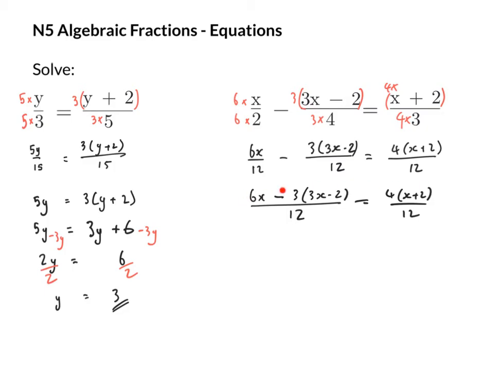Notice I haven't done any multiplying out here. I deliberately didn't multiply out in my first one, and I've deliberately not multiplied out in my second one. I'm going to wait till I get rid of the fraction to do my multiplying out. My denominators are the same, both the same on the bottom, so that means the tops have to be equal. So 6x minus 3 lots of 3x minus 2 equals 4x plus 2. I'm going to multiply out my brackets. Minus 9x plus 6. And the brackets on the right hand side.